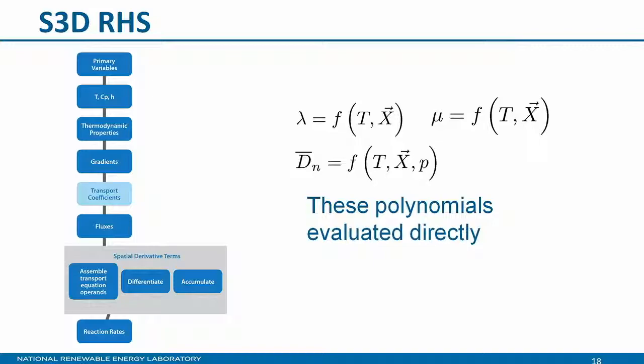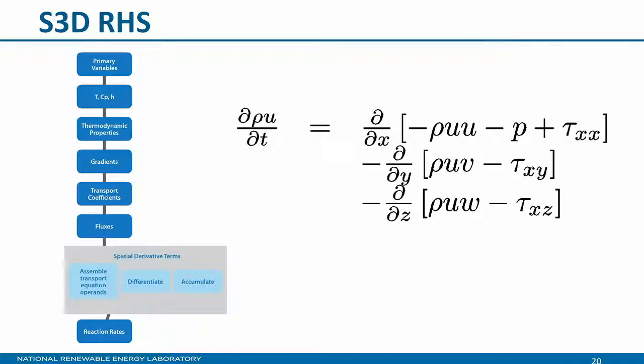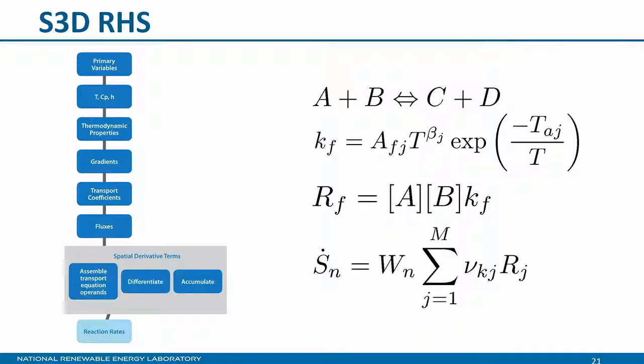Transport coefficients are also in terms of polynomials. These we don't tabulate, since they're only evaluated once, so they're evaluated directly. Then fluxes, and the important thing to note here is that the fluxes go into spatial derivative terms. Now we're going to take a derivative of something we've already taken a derivative of, so there are two pieces of communication. And then finally, chemical reaction rates. Remember, this was about 40% of the work, and these expressions are in what's called an Arrhenius form, which is exponential heavy, and then it's effectively random access. So you evaluate a bunch of reaction rates, and then assemble those into net species creation and destruction rates through a weighted summation.